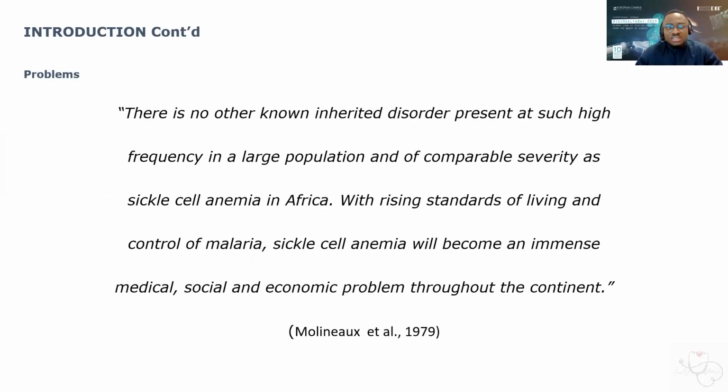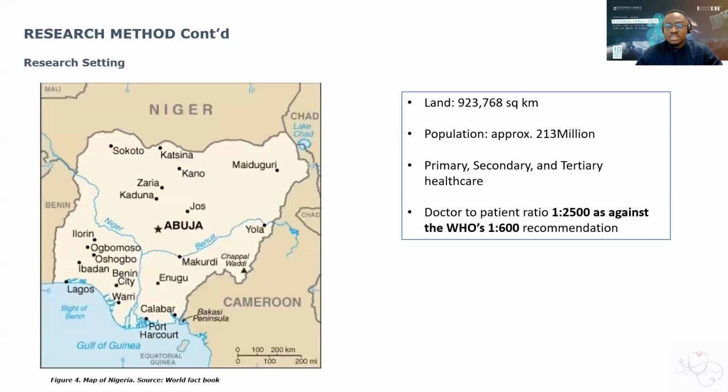If we go back to 1979, when Monolux and his colleagues carried out a study on this disease, it was found that it was a huge burden of concern even then. And they predicted that if nothing is done about it, it's going to cause a huge problem today. Funny enough, what they predicted is coming to pass.